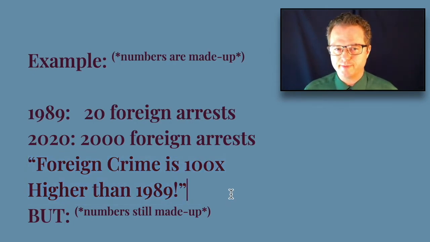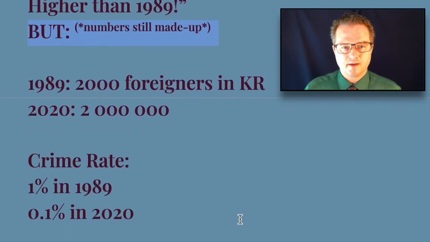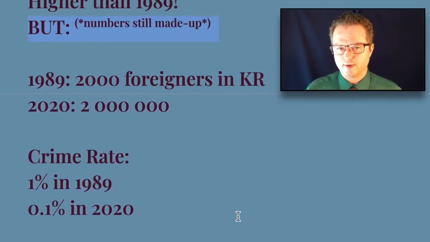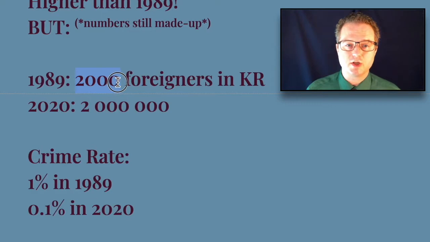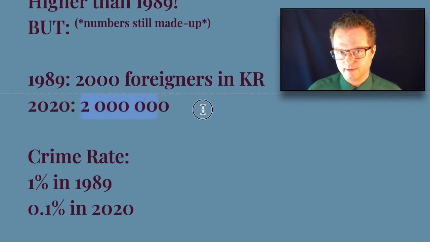Let's add a little bit of context. And again, these numbers are all made up. This is just an example. In 1989, 2,000 foreigners lived in Korea. In 2020, 2 million foreigners lived in Korea.